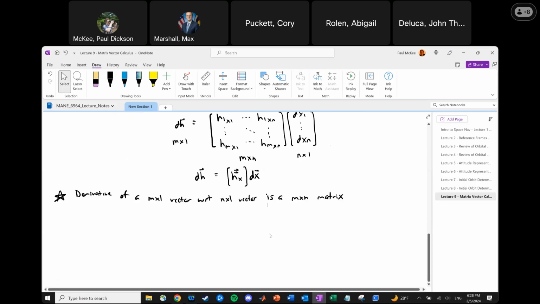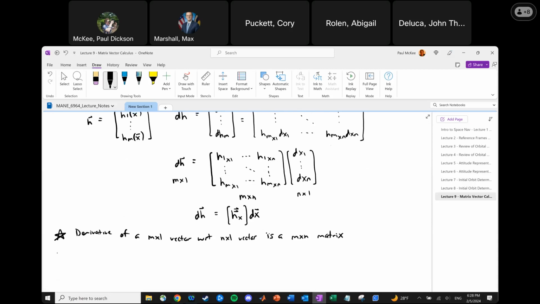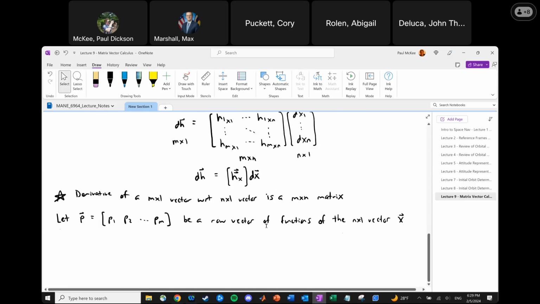All right, now what about a row vector? Let's move on to the next idea. We're going to use the letter P, which is some p1, p2, all the way to pm. Let P be a row vector which is made of functions. So each p is a function of the n by 1 vector x. So x is back.